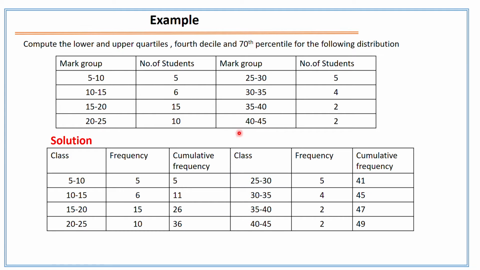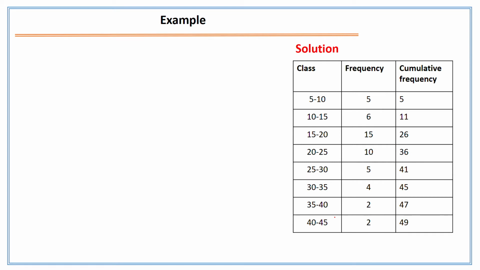So first we have to make one cumulative frequency table as we did in the median and mode class. So 5 to 10, 5 students, then 5 plus 6, it is 11, then 11 plus 15, it is 26, then 26 plus 10, it is 36, and then 36 plus 5, it is 41, 41 plus 4, 45, and so on up to 49. So this is our cumulative frequency table, and now one by one we will solve the example.